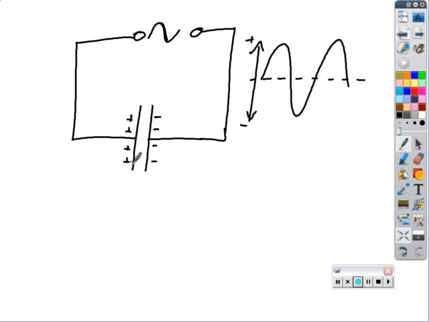Would it just be neutral? Would it just not be neutral then, because you've got plus negatives on both sides?